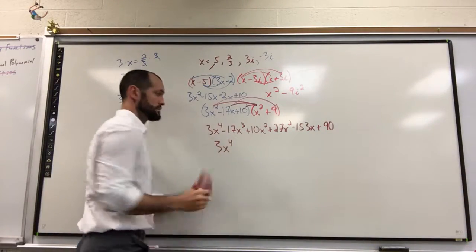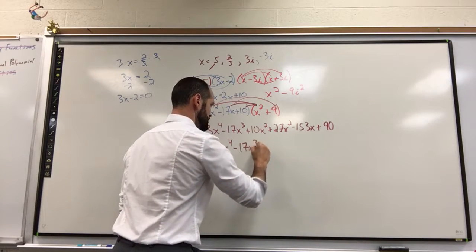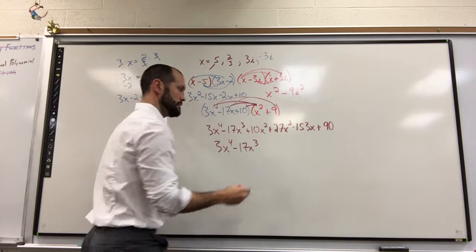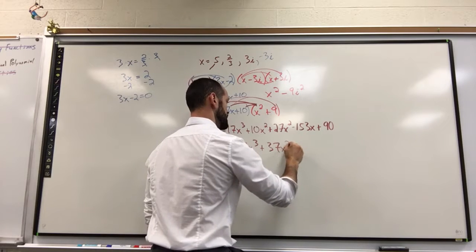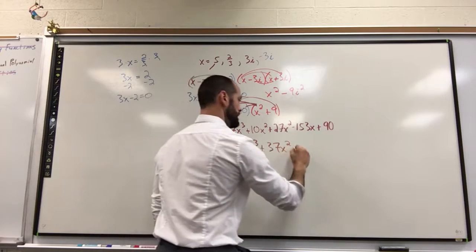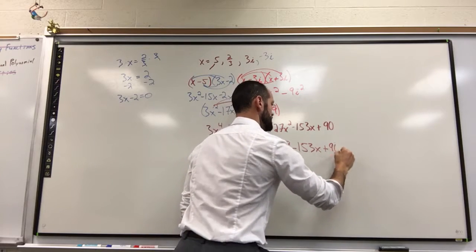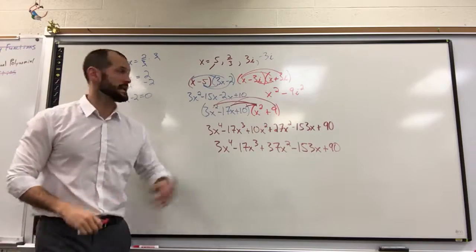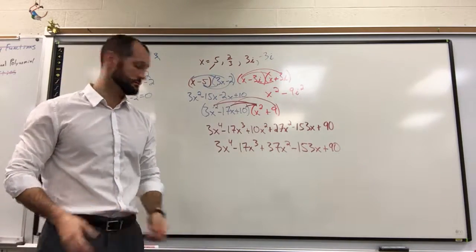3x to the 4th, there is no other 4th power. Oh, there is no other 3rd power. Now we start combining things. We end up with a positive 37x squared, a negative 153x plus 90. Quick rundown on how you can go from roots to the polynomial that produced those. Hope it helps.